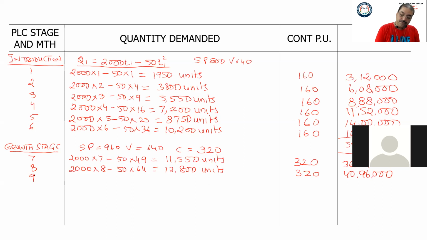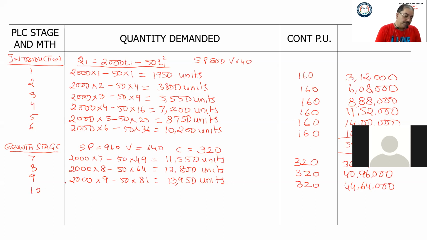Month number 9. 2000 into 9 minus 50 into 81 gives 13,950 units. 13,950 into 320 is 44 lakh 64,000.